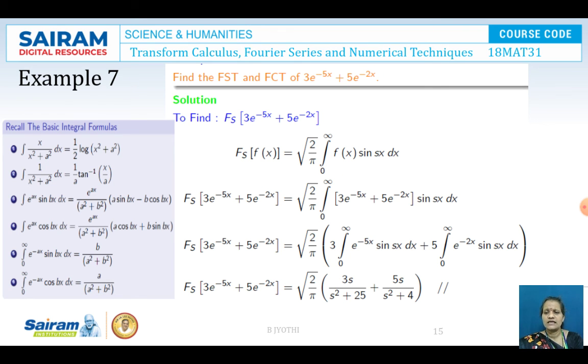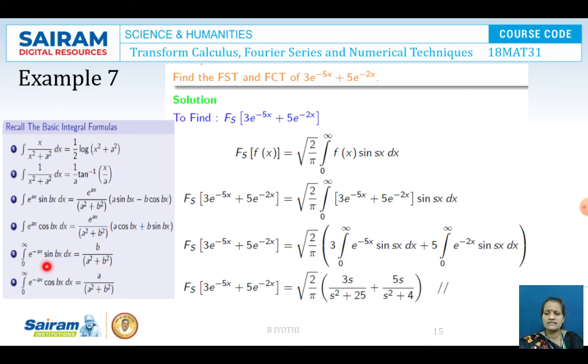Next problem is example 7, and here again we will recall this formula. Let us find the Fourier sine transform and cosine transform of 3 e power minus 5x plus 5 e power minus 2x. So Fs of f of x is given by this formula, where the function is 3 e power minus 5x and 5 e power minus 2x. Let us substitute it and segregate this: e to the power of minus 5x into sin sx and e to the power of minus 2x into sin sx. Let us substitute from this formula.